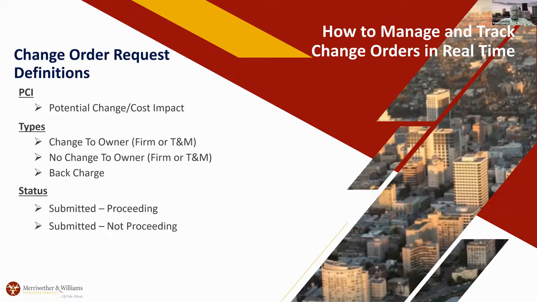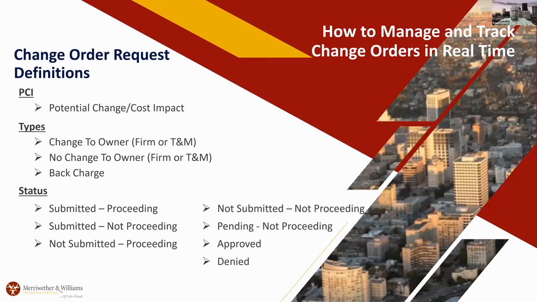So, some definitions that you need to be aware of when you are putting together your change order logs and change order requests. This is some of the standard language that you will see in the industry. PCI is potential cost impact. That is when you immediately identify it. That's when you would assign a number to your PCI. Then you start to put together your change order package.